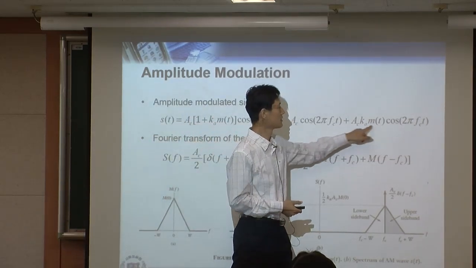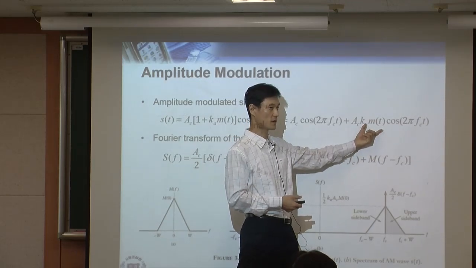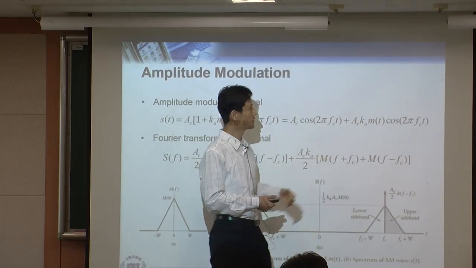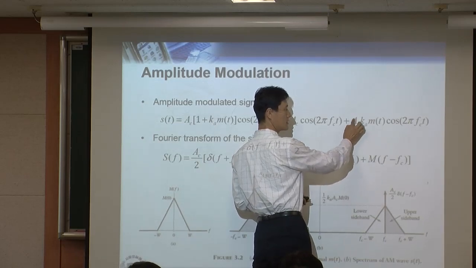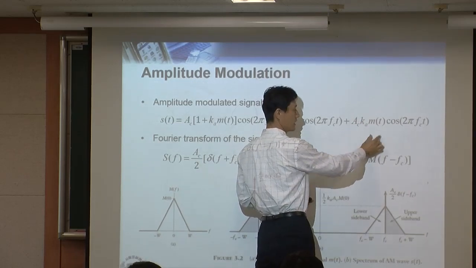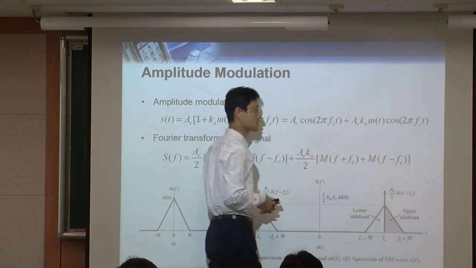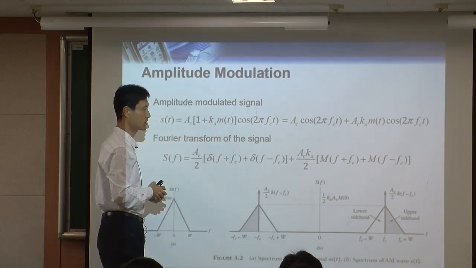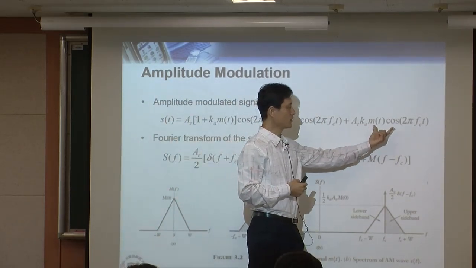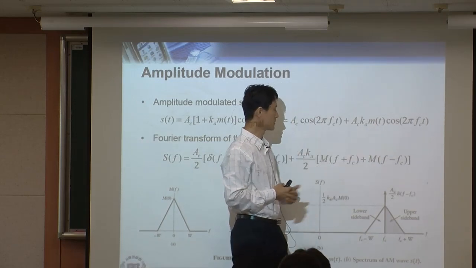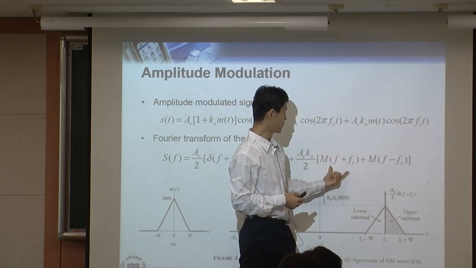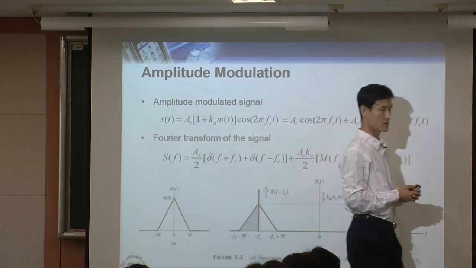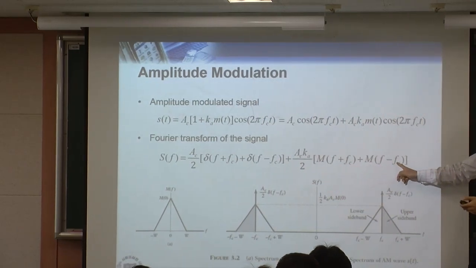Right here, this second term, again, we take the Fourier transform. But this one actually is the Ac Ka, which is just a simple constant, and m(t) times cosine. Now when you take the Fourier transform of this, since we have a cosine multiplied into m(t), we are going to get these things. Why is that?